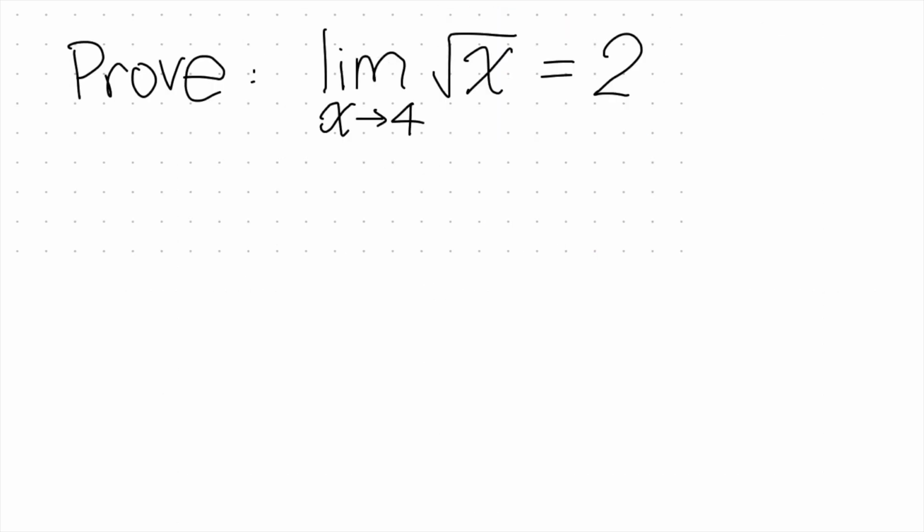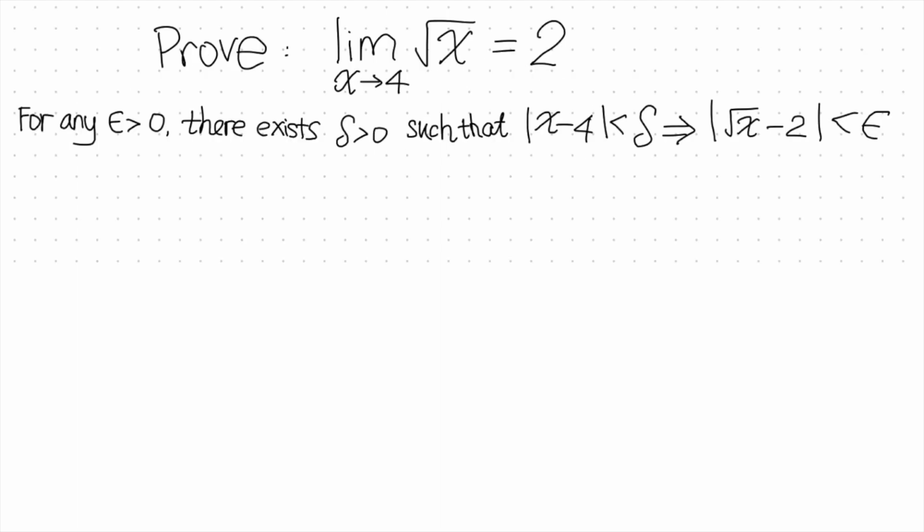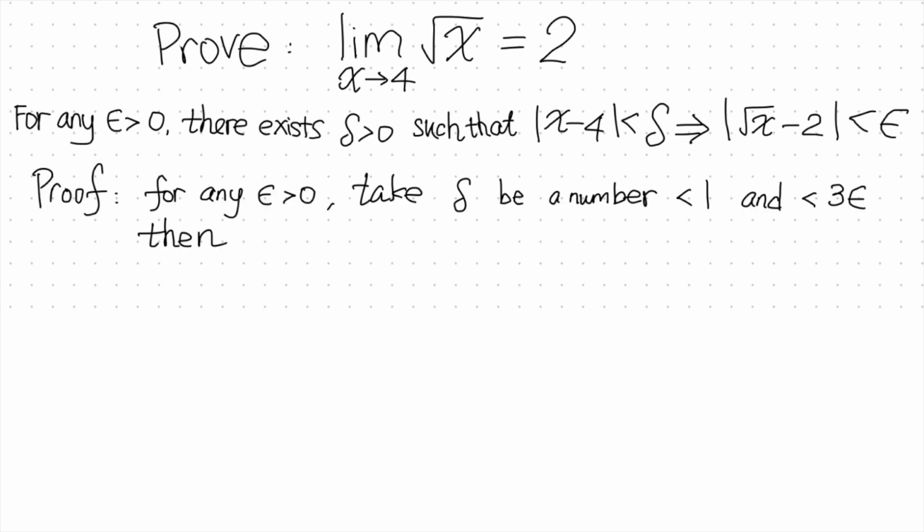Prove the limit of the square root of x as x goes to 4 equals 2, which is to show for any epsilon greater than 0, there exists a delta greater than 0 such that the absolute value of x minus 4 less than delta implies the absolute value of the square root of x minus 2 less than epsilon. Now the proof goes like this.